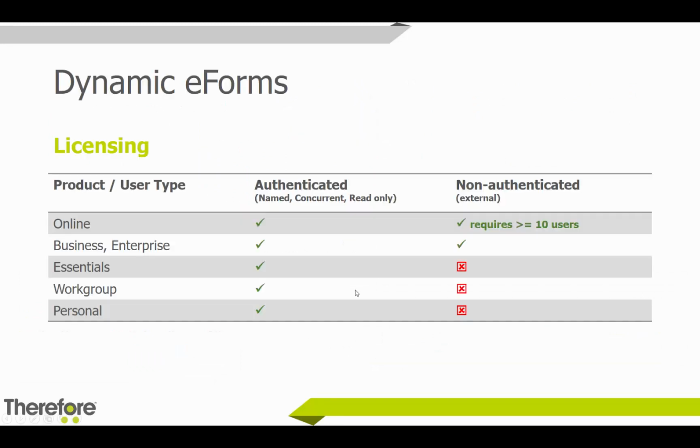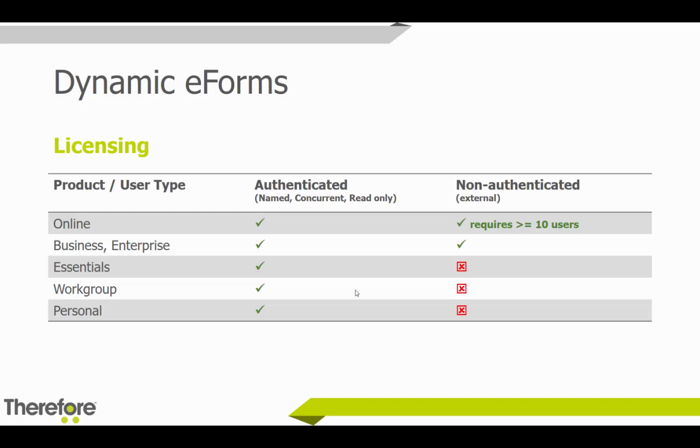So the first thing that I wanted to say about the licensing, I did a lot of talking about anonymous users, and I got a lot of questions last time, so I'm just going to review this again. Authenticated users are users who have a Therefore license. They access the eForms either through the Therefore Navigator, or from the solution designer, and they open it up. So they're really using Therefore to access the eForm. A non-authenticated user is an external user who is like an anonymous user, like I showed before.